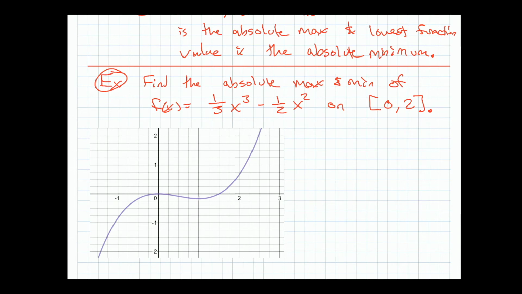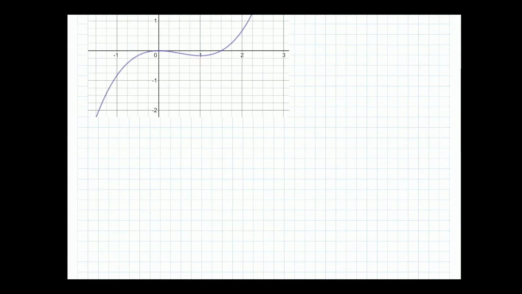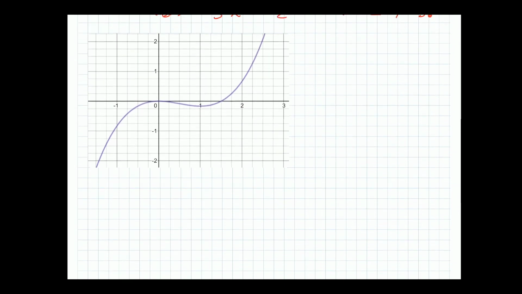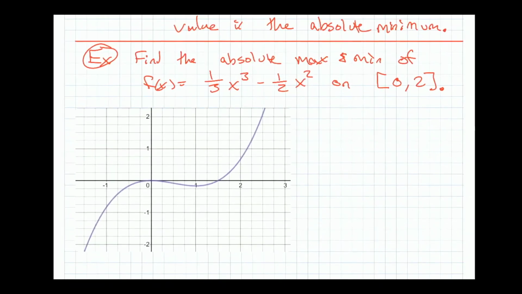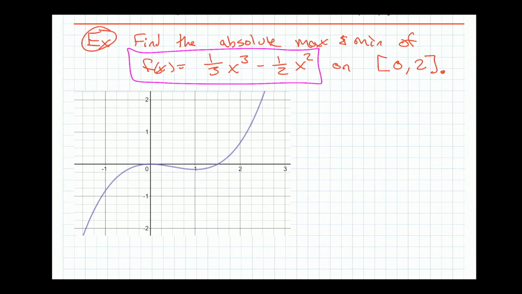So here's our function. Let me make it slightly bigger here. I thought maybe I could make it somehow line up with the grid that's already there, but I can't. So this is the function right here that we're talking about. We're trying to find the minimum and maximum between 0 and 2. Right here is where 0 is, and right here is where 2 is, and if you follow the curve, we're talking about this section of the graph.